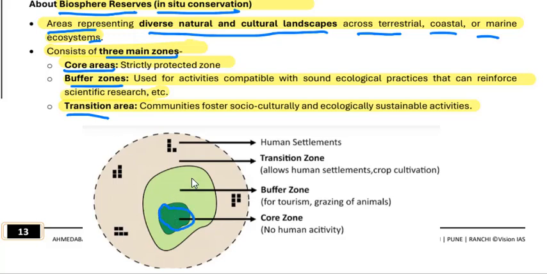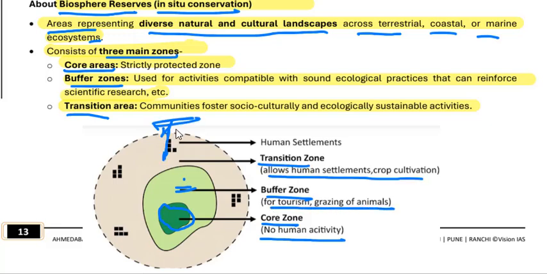The other area is the buffer zone. In the core zone, no human activity is allowed. In the buffer zone, tourism and grazing of animals are allowed. In the transition zone also there are some limitations. So here it is written: core area is a strictly prohibited zone; buffer zone is used for activities compatible with sound ecological practices that can reinforce scientific research; in transition areas, communities foster social, cultural and ecologically sustainable activities.